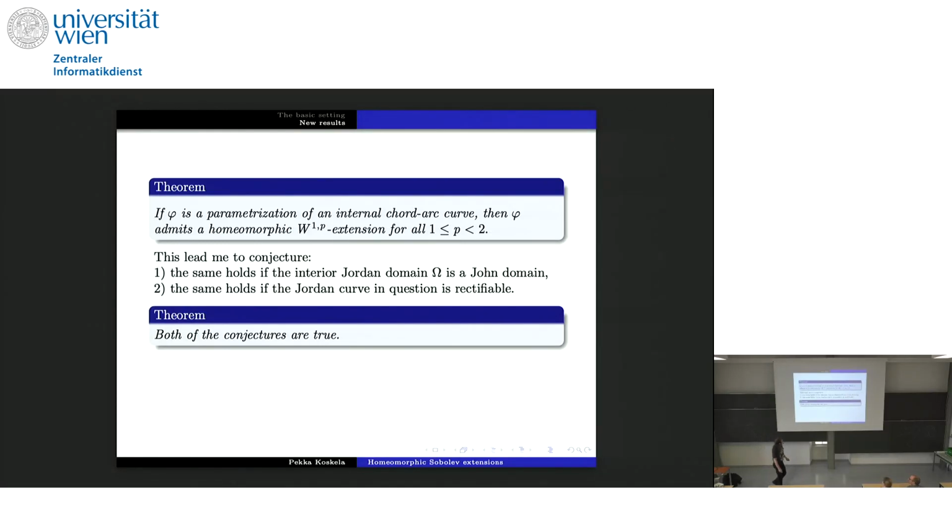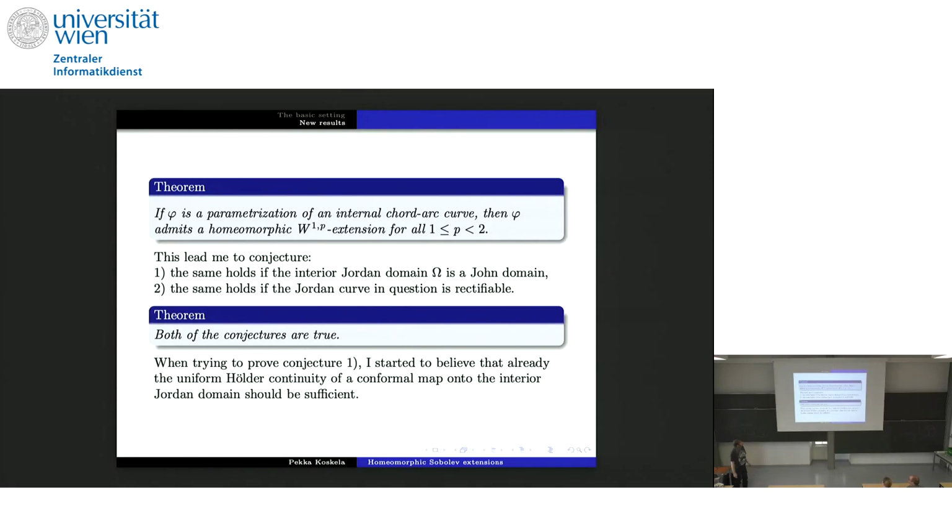The rectifiable Jordan curves case was proven by Alexis and Jani. And the John domain case, we did together, myself with Alexis and Jani. So it looks very satisfactory, but I had already started to try to prove conjecture 1 before we started to work together on the problem, and I already knew that this is not the correct assumption.